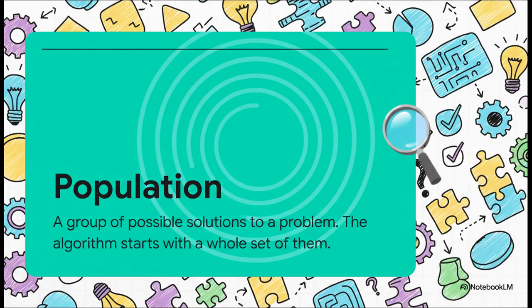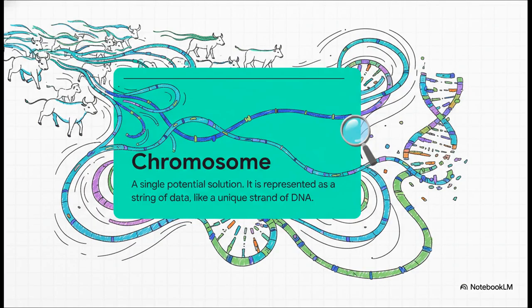First up is population. Now, we're not talking about animals or people here. In our world, a population is simply our initial pool of candidate solutions. Think of it as a big collection of first drafts or rough guesses for how to solve our problem. Now, each single individual solution within that population, we call that a chromosome. It's like one specific creature in the herd.